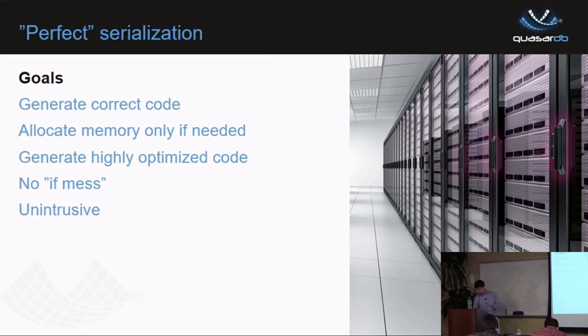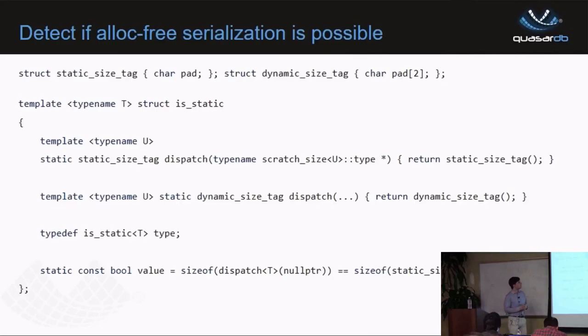Keep going. So that's basically what we've done. I'm sorry to punish you with some C++, but basically we have code that can detect at compilation if you're going to need a memory allocation. If not, we're just going to use a buffer on the stack.